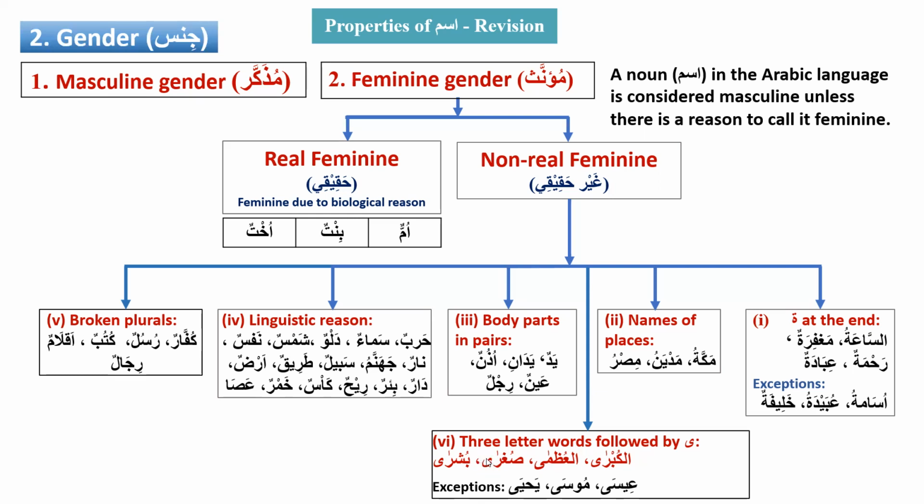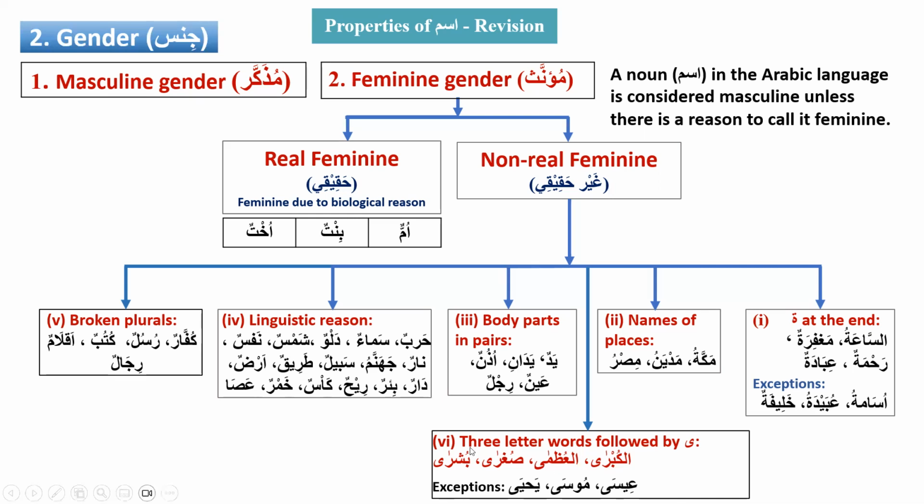When you see a word like this, most likely, 99.9% of the time, it is feminine. There are some exceptions like Isa, Musa, Yahya. These are masculine names, but when you see alif maqsura at the end, you can say it is feminine.